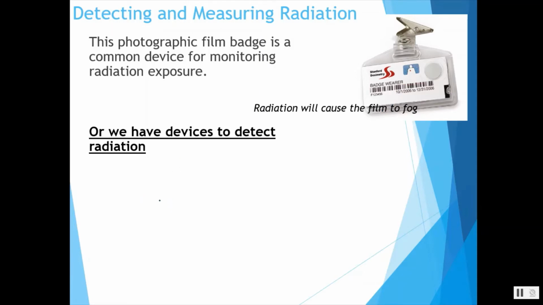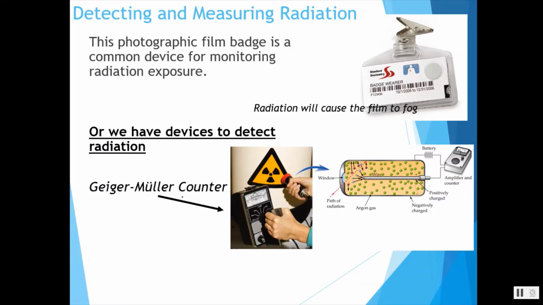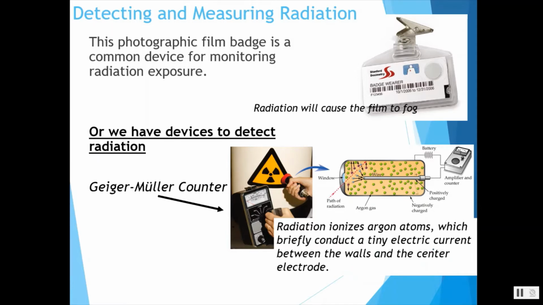The first device I'm going to discuss is the Geiger counter, or Geiger-Müller counter. With the Geiger-Müller counter, there are argon atoms contained within this tube. The radiation will cause that argon to ionize, and then when the ionized argon comes into contact with this rod, it generates a small electric current that then results in a little beep in the Geiger counter.